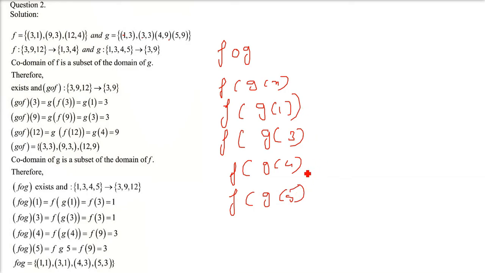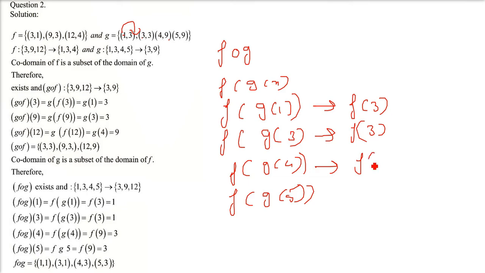Okay. Now come to G. What will G(1) give you? 1 is mapped to 3 for G. So for G(1) you are going to get 3, so F(3). G(3) you will replace with 3. G(4) you will replace with 9, because 4 is giving 9. And G(5) is going to give you 9. So F(9) you are going to put.